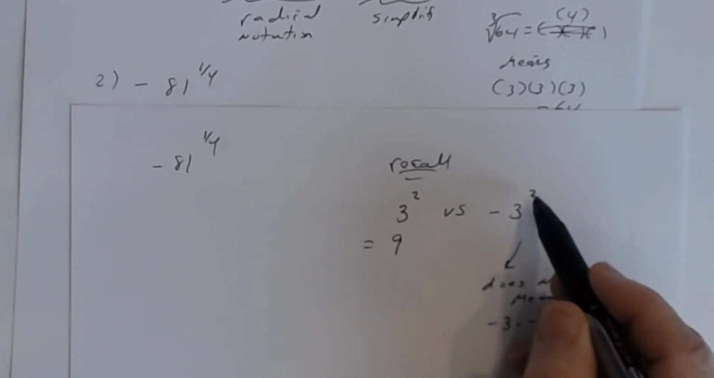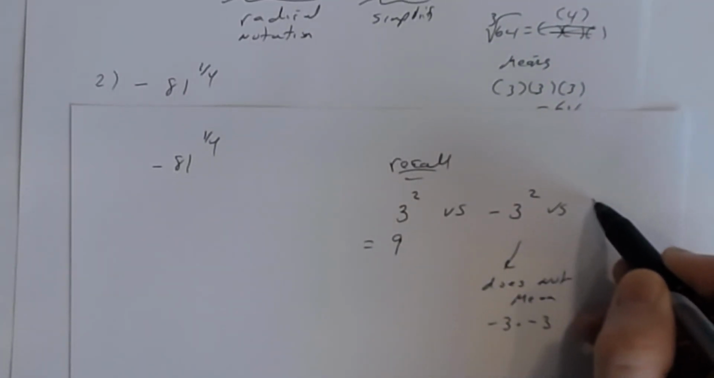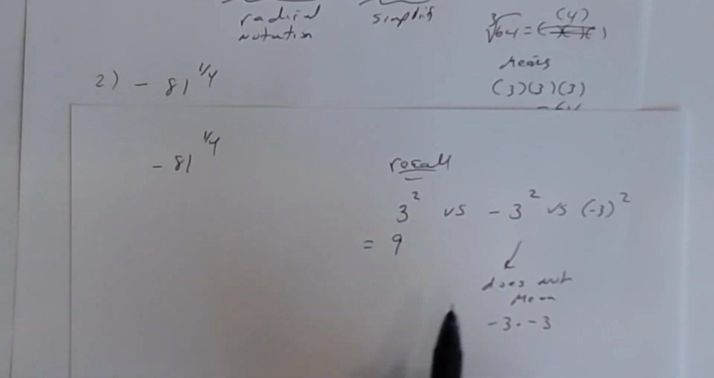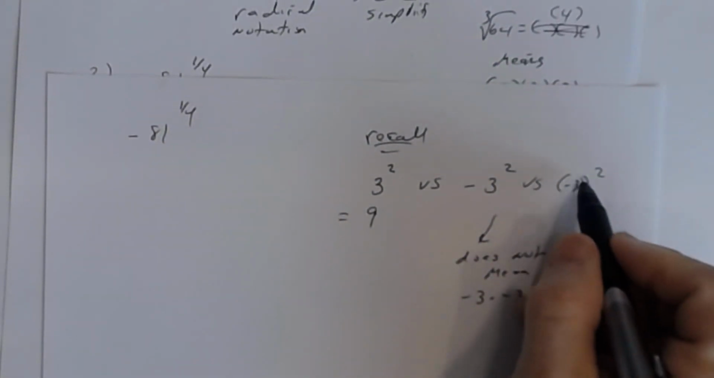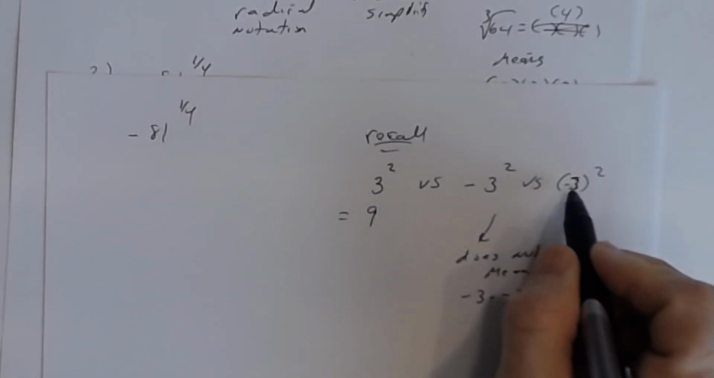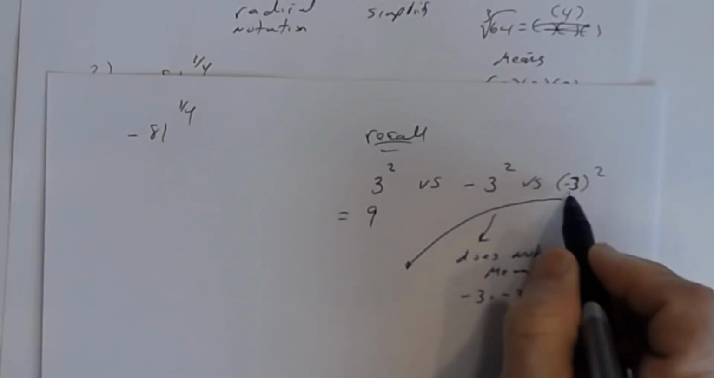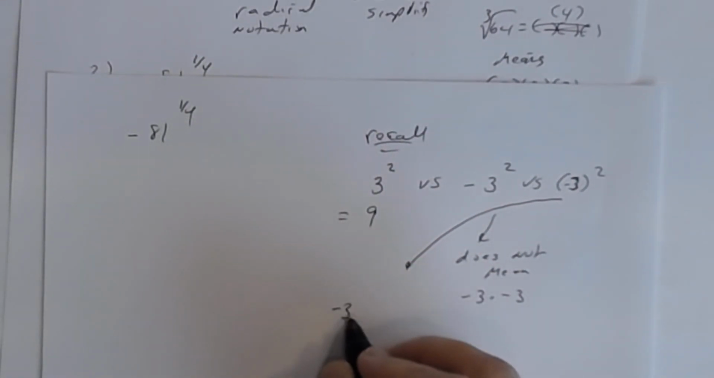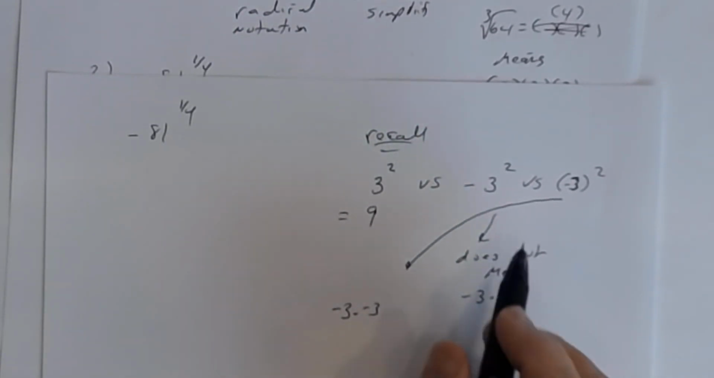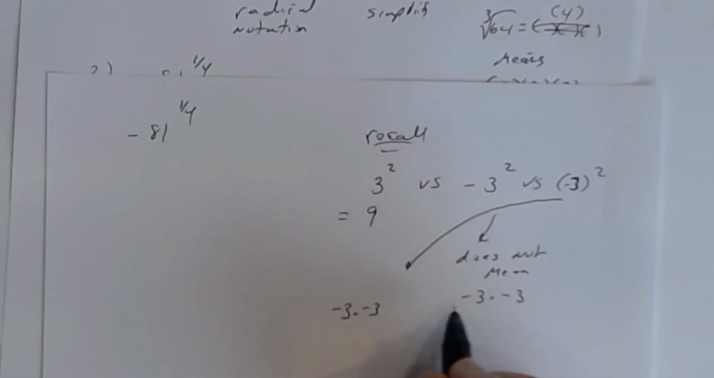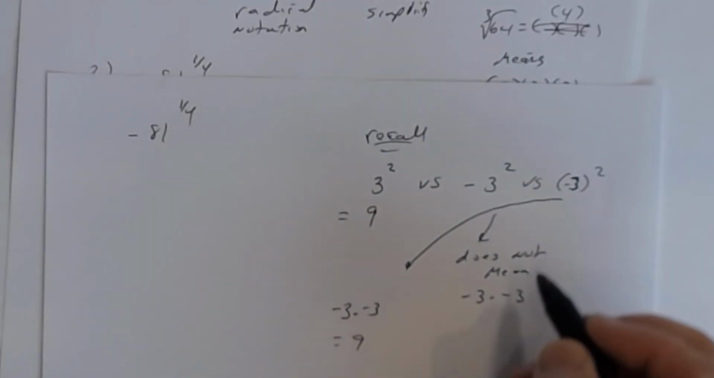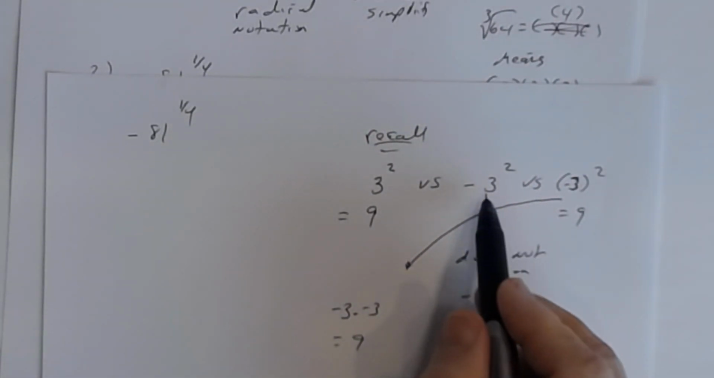And by the way, also versus negative 3 squared like this. Notice that this right here has parentheses, right? So what this means is negative 3 times negative 3. This right here does not mean that. Negative 3 times negative 3 is a positive 9. So this is 9.